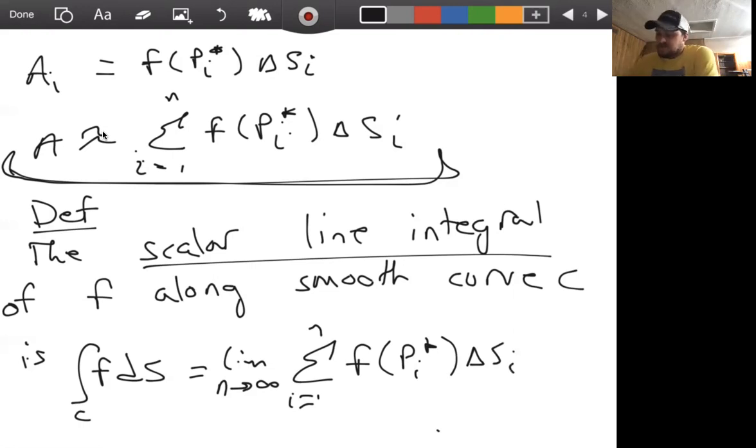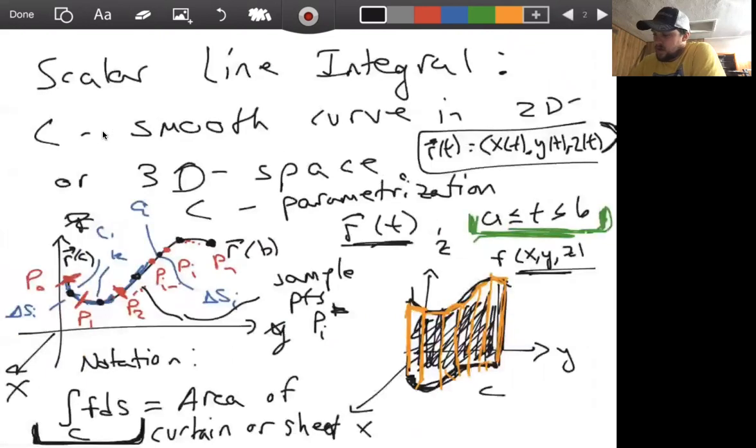Once again, this is good for constructing the definition, but it's not good for using it to actually solve problems, right? You can do it. It would be horrible, but you can do it.